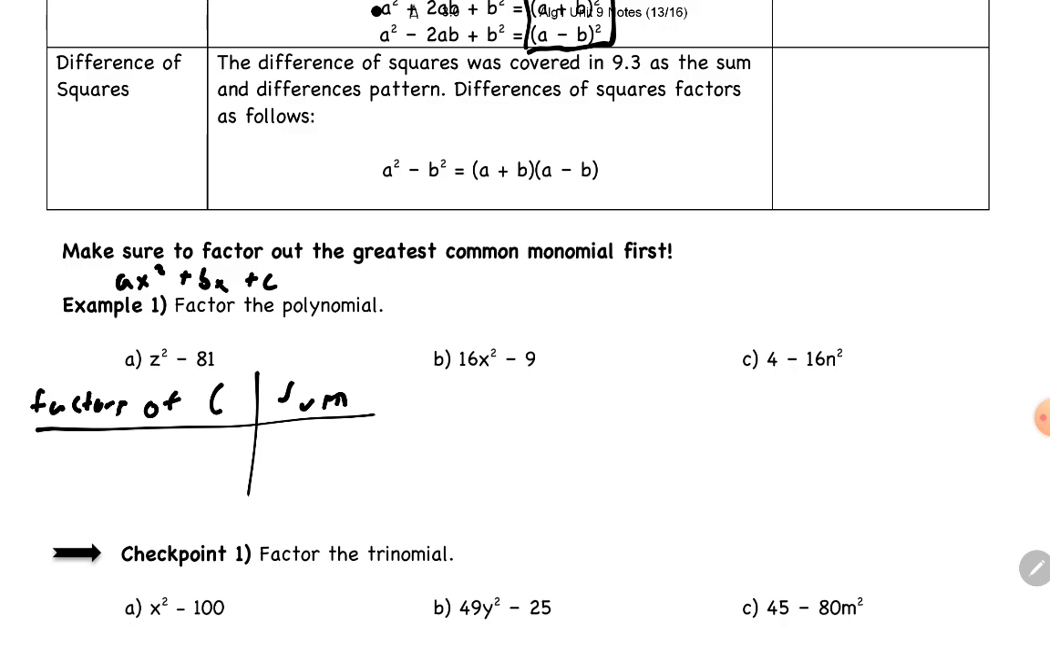So this time we don't have a b value, so our b value is 0. And our c value is negative 81. So what's factors of negative 81? It's probably negative 9 and 9, because negative 9 and 9 add up to 0. So this factors into z plus 9, z minus 9.